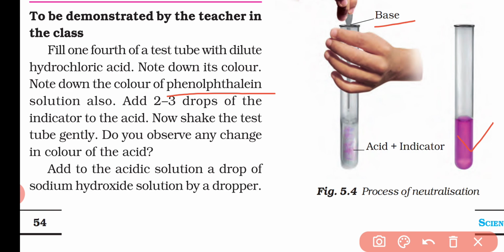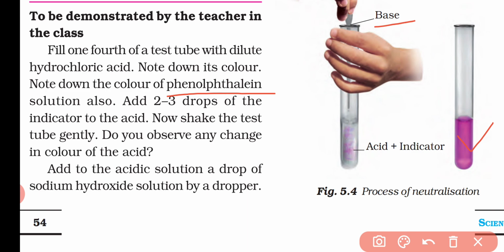Now why does this pink color appear? The reason behind that is the phenolphthalein, the indicator that we added previously in the acid, is basically for the base. Because we are pouring the base into the acid, first of all the base is neutralized by the acid. And when the complete acid is neutralized by the base, after that the remaining or excess amount of base will produce the color with the help of the indicator.